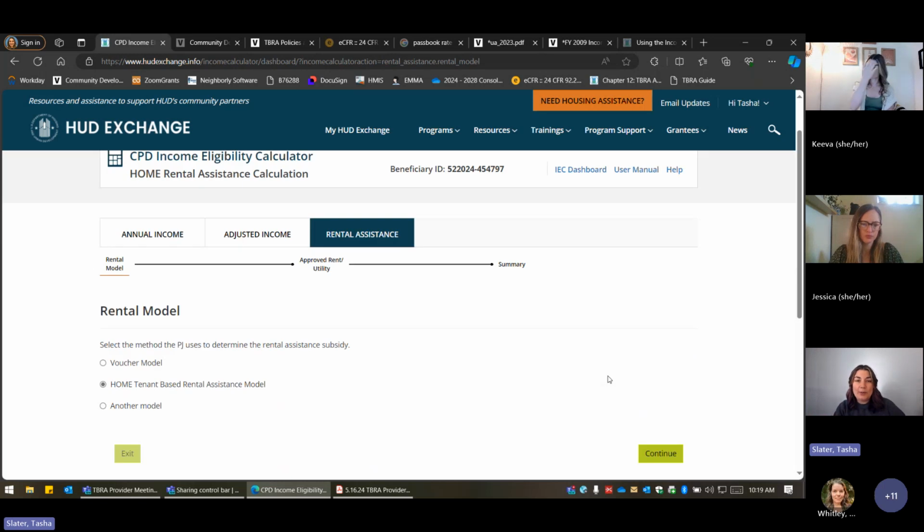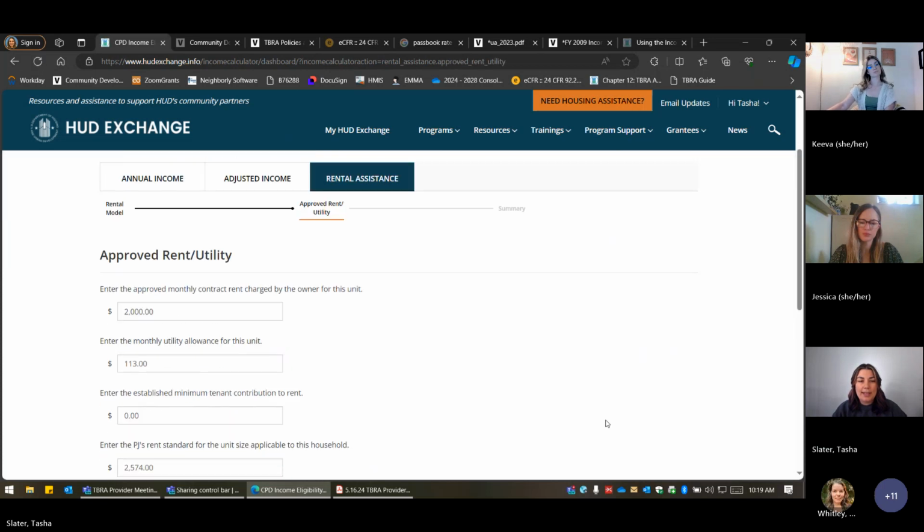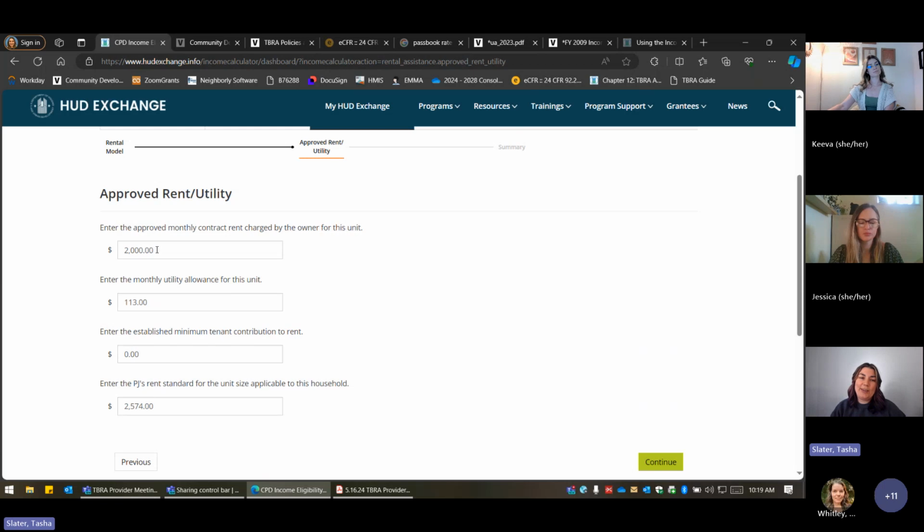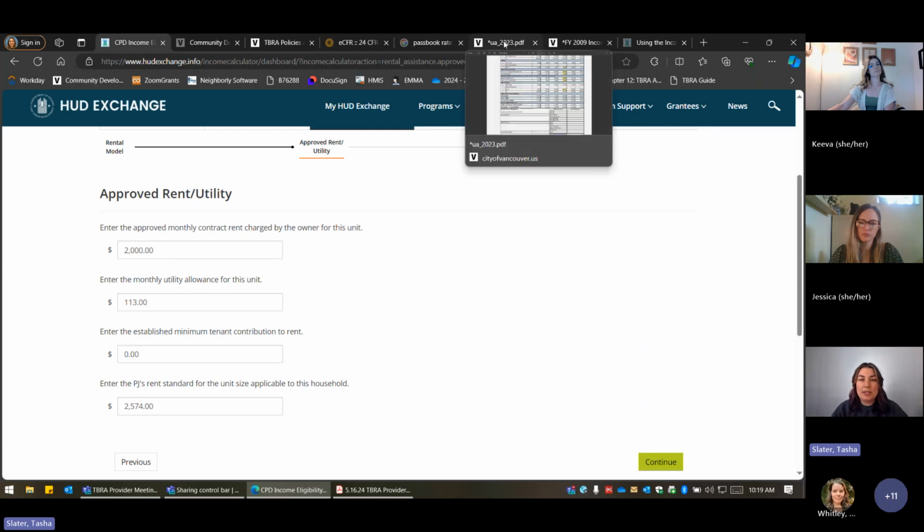So now we are going to be putting in all of the information about the rental unit. So we'll always choose the home tenant-based rental assistance model. In this case, we are saying that the rent is $2,000. This will include water, trash, and sewer. And then they also are going to get a utility allowance because they have to pay the utility company and the landlord some of the utility bills.